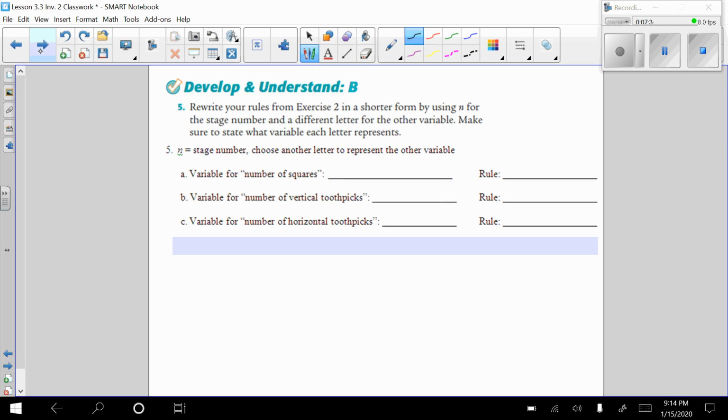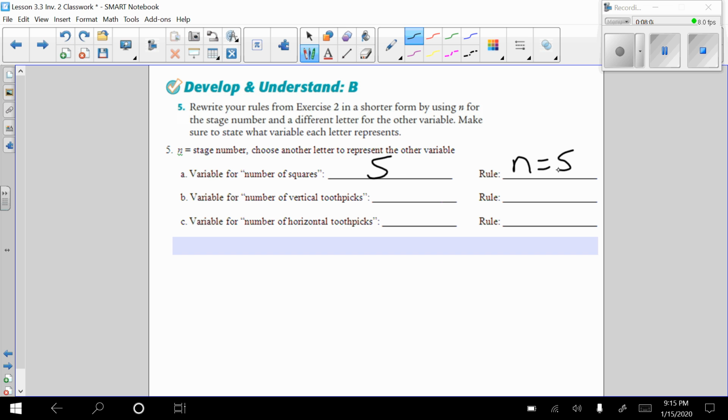Now, let's rewrite your rule from exercise 2 in a short form by using N for the stage numbers and a different letter to represent the variables. Remember, you can pick any letter that you would like. So what would be the variable for the number of squares? Well, I'm going to say the variable for the number of squares is S. If the stage number variable is N, then N has to equal S, because we already said that the number of squares equals the stage number.